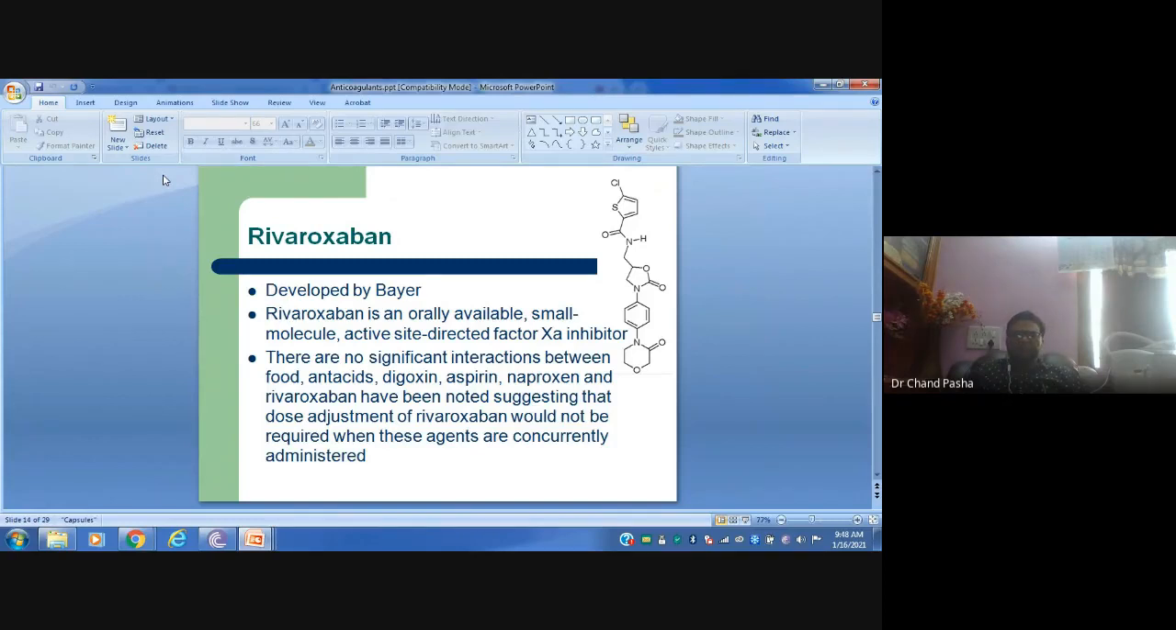And see, here what happened: the other drugs, if you are taking them, interfere with food and other compounds, other drugs also, whereas this does not have any side effect, like interaction with food, antacid, digoxin, aspirin, naproxen. The other drugs will not interact with this one, but it is a highly expensive drug.